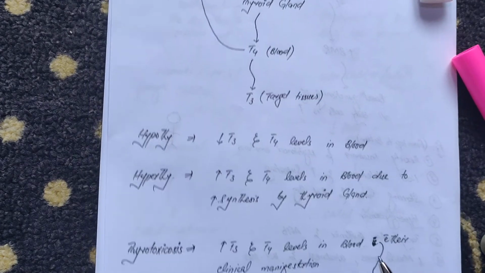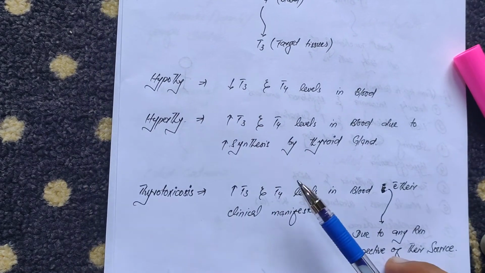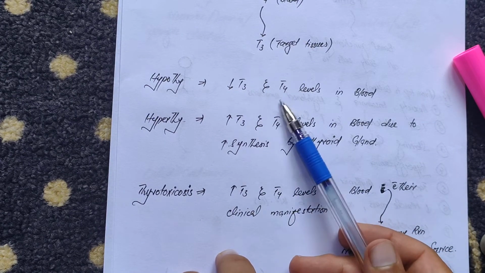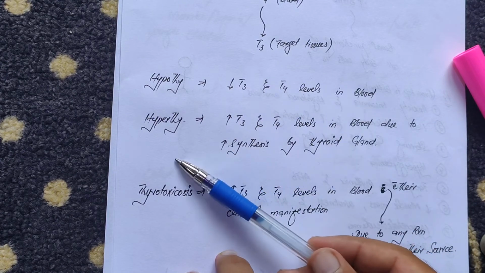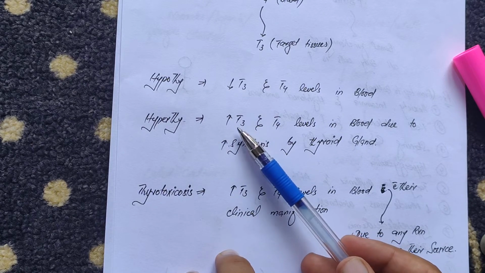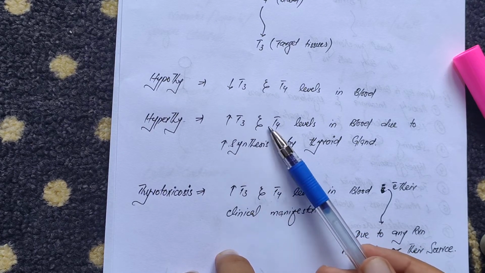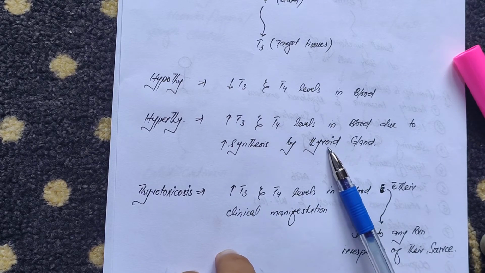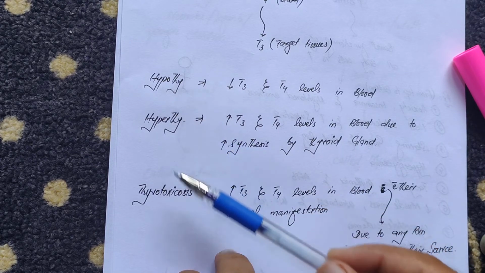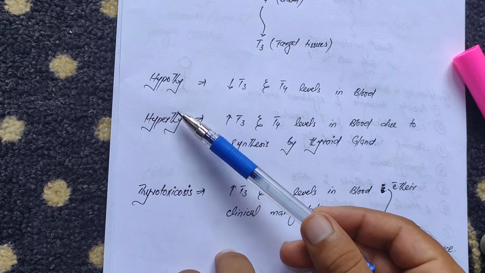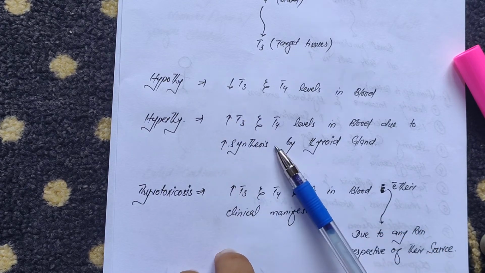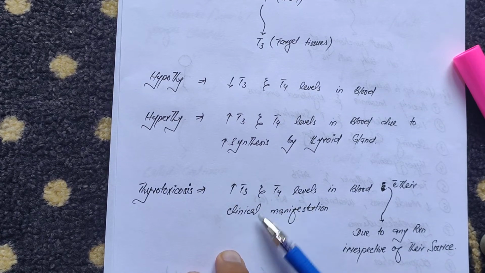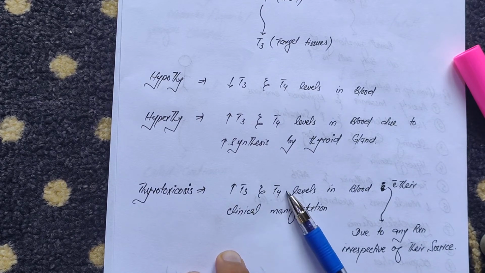Now, a few terminologies that are worth knowing, first of all hypothyroidism. Hypothyroidism is basically a decreased level of T3 and T4 in the blood. Hyperthyroidism is actually an increase in T3 and T4 levels, but this increase should be due to increased synthesis by the thyroid gland. So now you separate it from thyrotoxicosis. Remember, in hyperthyroidism, the source should be the thyroid gland. But thyrotoxicosis is actually the clinical manifestation of increased T3 and T4 levels.